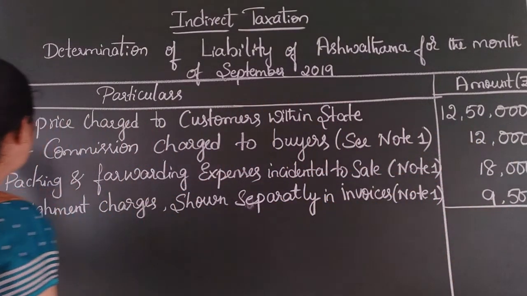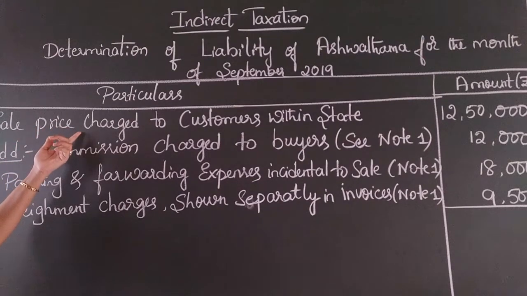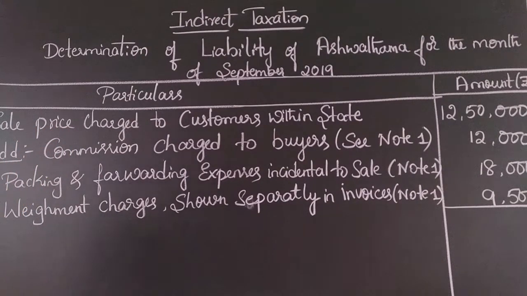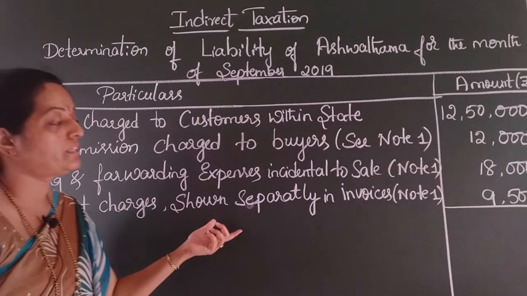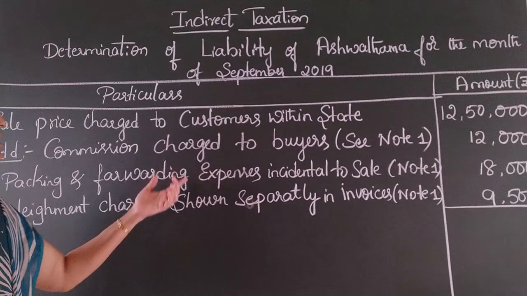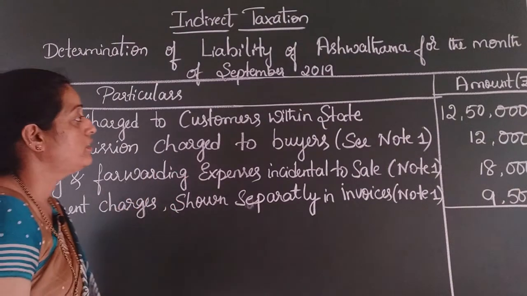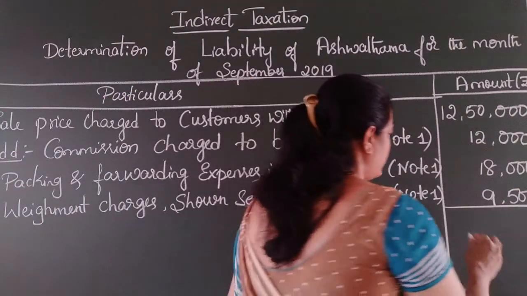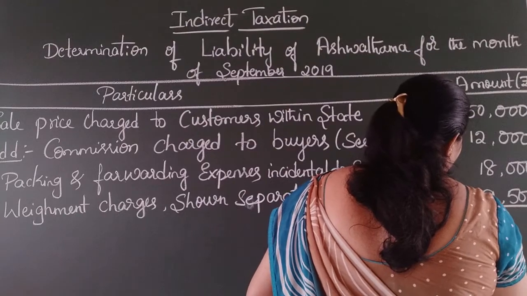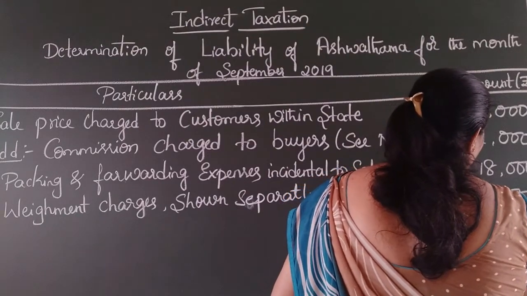So once again I will explain. Sale price charged to customers within the state, that is 12,50,000. Then add commission charged to buyers, packing and forwarding expenses incidental to sales, then weighment charges shown separately in the invoices. All these 3 particulars you need to add to the sale price. You will be getting the answer as 12,89,500.